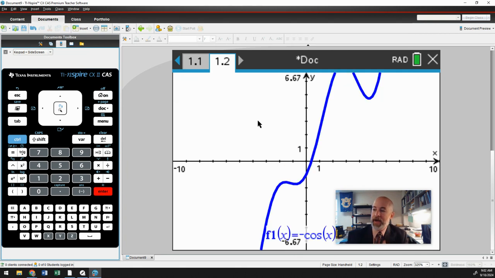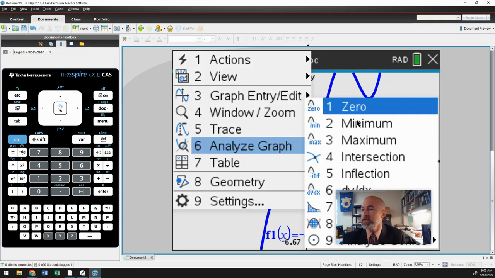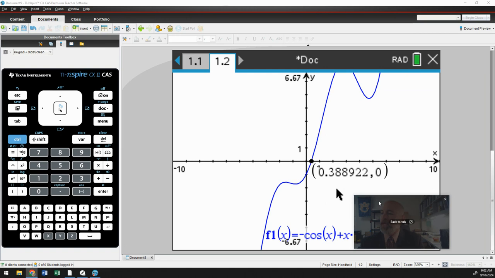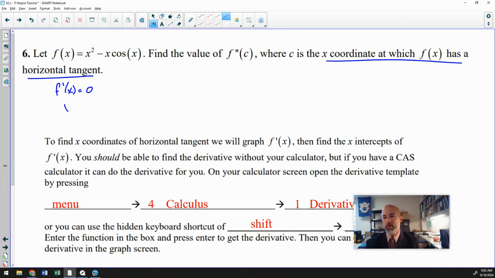There's my derivative. I am looking for where the derivative is equal to 0. I see only one such place, so I'm going to go Menu, Analyze. I want the 0 of this function, drag across, and we have 0.3889, and in my previous video I mentioned that on the AP exam you can either round that up to 0.389 or you can use what's called the truncated version of 0.388. And the thing is, I'm not done.